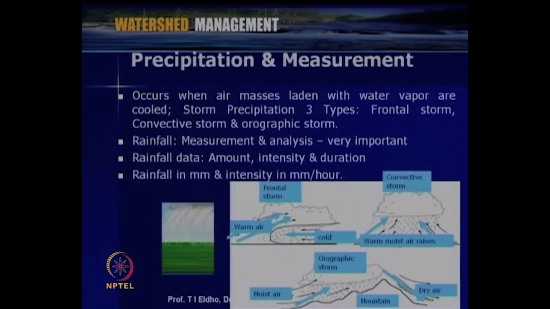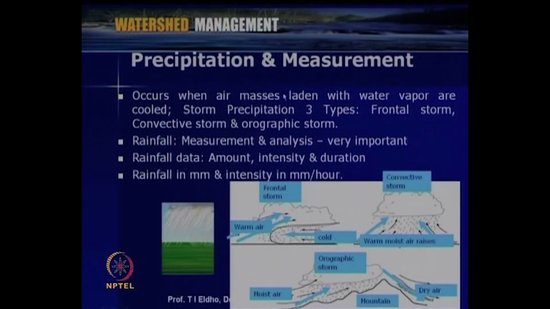Now, when we talk about water resource quantification within a watershed, the most important aspect is precipitation. We have to quantify how much precipitation happens within a watershed, and what percentage of that precipitation transforms to runoff. All these are very important for water resource assessment or quantification of a particular watershed area.